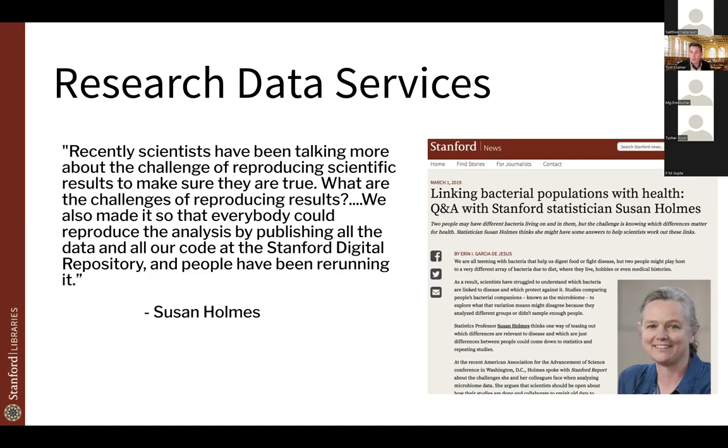This is a quote from one of our senior faculty members, who's a statistician, who talks about how important depositing her data and her code in the Stanford Digital Repository is.